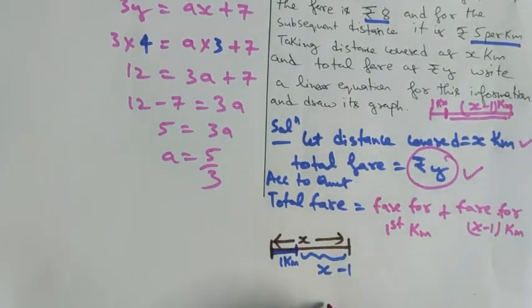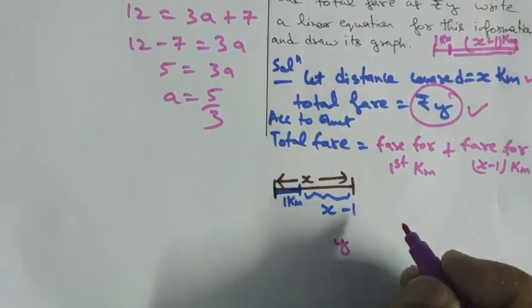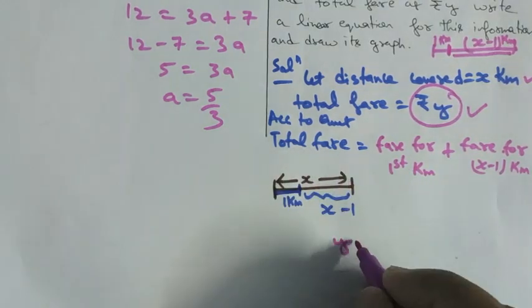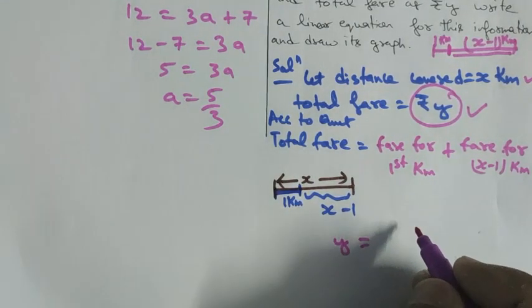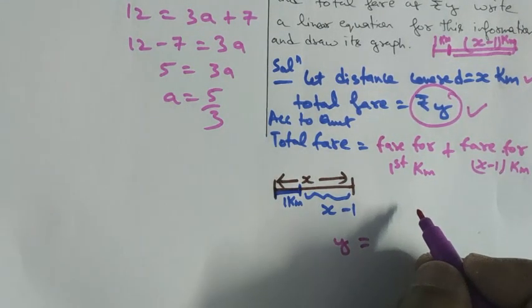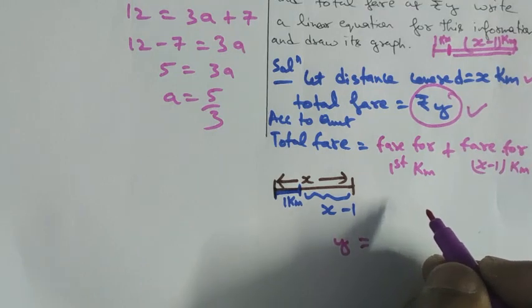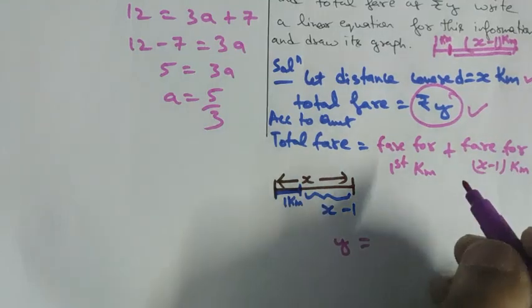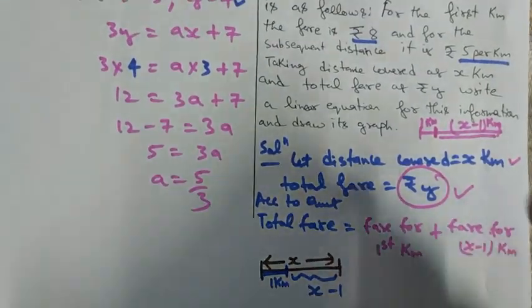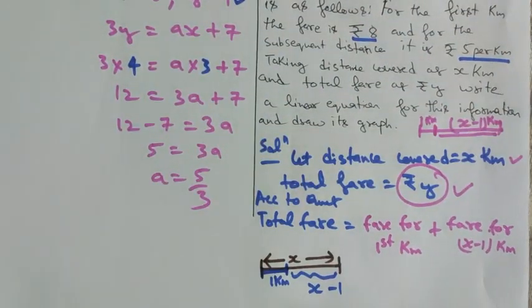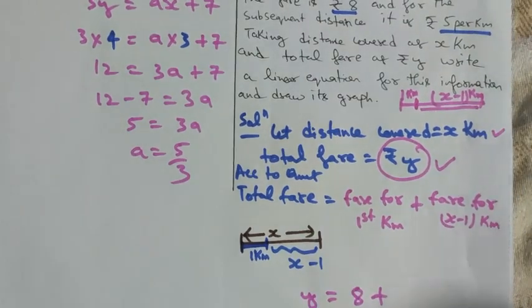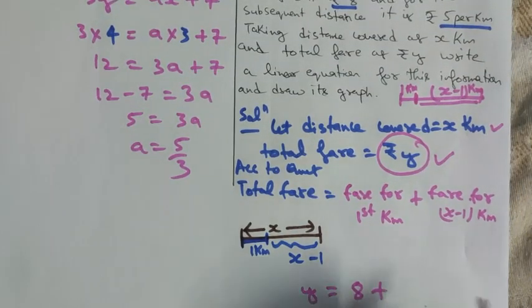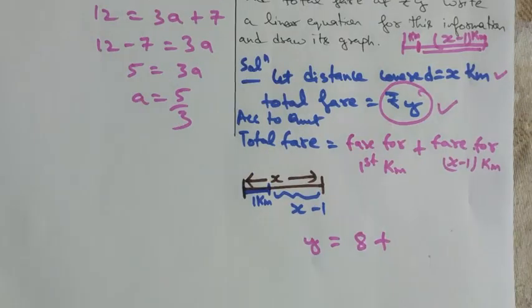So we can write the equation as, according to this equation, total fare will be written as y equals fare for first kilometer. For the first kilometer, what is the fare? For the first kilometer, fare is rupees 8 as given in the question, that is 8, plus fare for x minus 1 kilometer. So x minus 1 kilometer will be what? What will be the fare for x minus 1 kilometer?